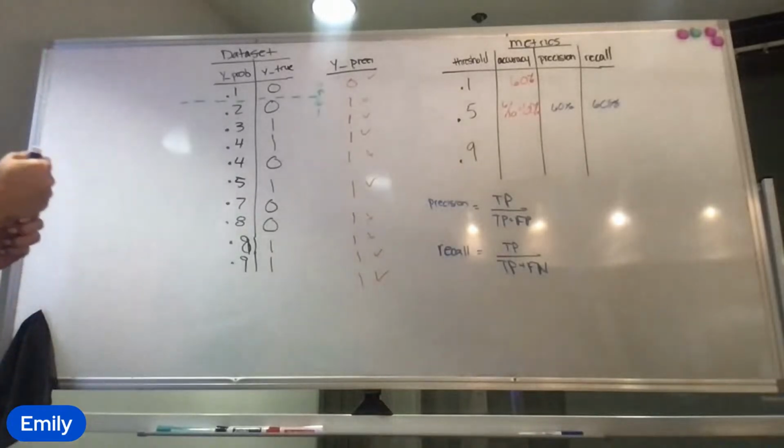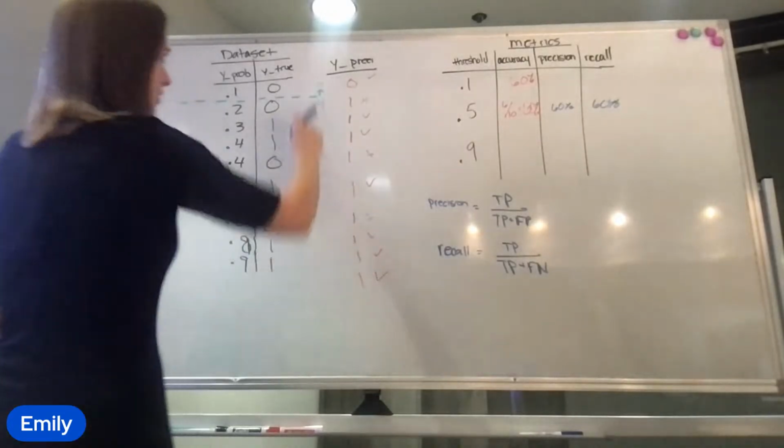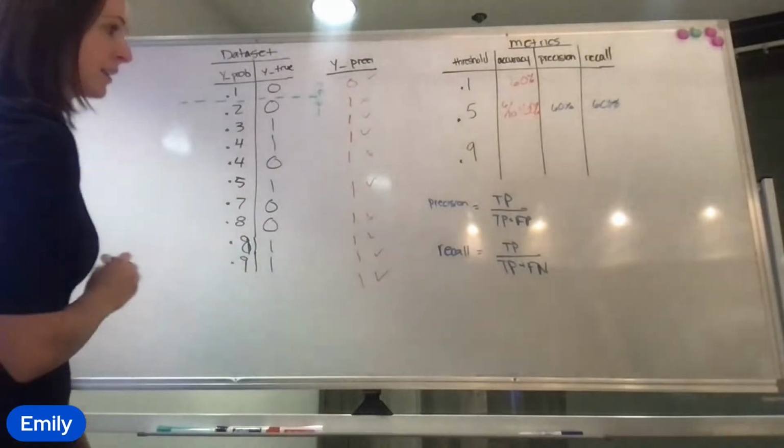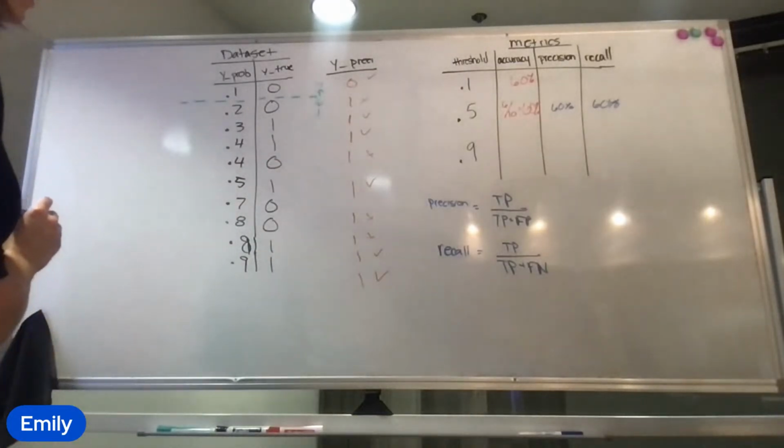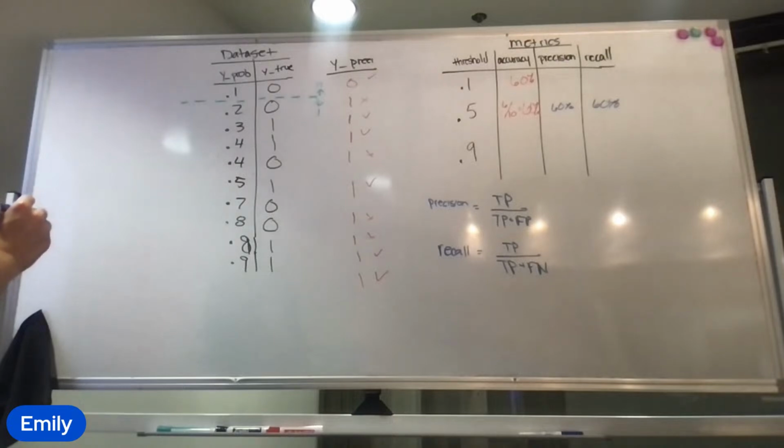So true positives. When we predicted 1 and it was actually 1. Great. So above this line, yeah, go ahead. So I'm curious, just to make sure my brain's not going crazy. If we change the threshold and the accuracy is the same, does that suggest that the precision and recall are going to be the same?